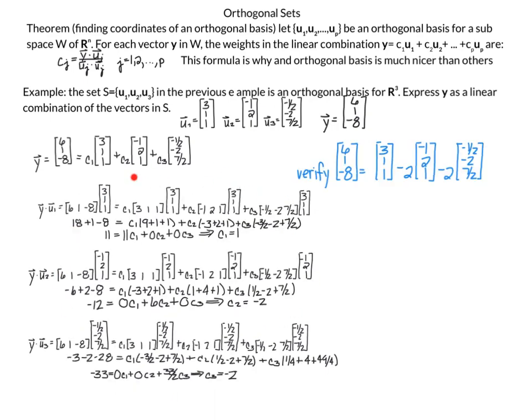These are the calculations I just did. I shrank them down a little bit to give me some room. But what you can then do is verify that your y vector, 6, 1, negative 8, is equal to C1, which is 1, times U1, which is 3, 1, 1, plus C2, which is negative 2, times U2, which is negative 1, 2, 1, plus C3, which is negative 2, times U3, which is negative 1 half, negative 2, 7 halves. So you can verify this.